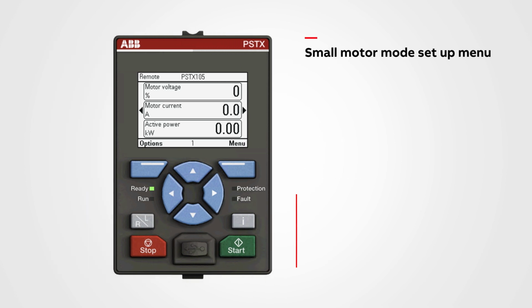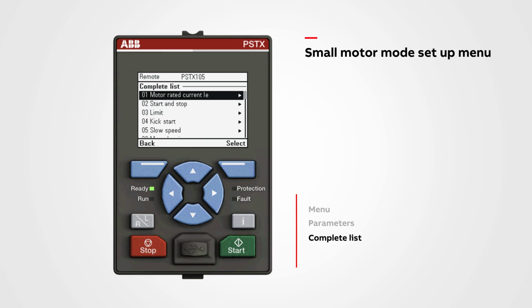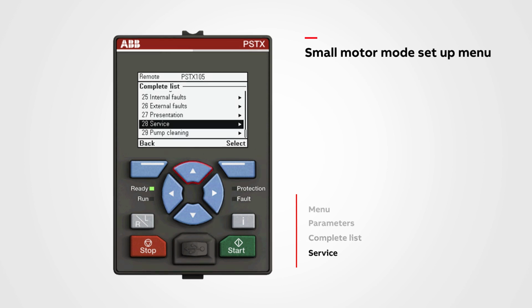Now, let's look at the related parameters on the PSTX menu. From the home screen, navigate to Menu. Select Parameters. Enter the complete list. Navigate to Section 28, Service. To jump quickly to the end of the menu, use the up arrow button, or hold the down arrow to scroll faster.